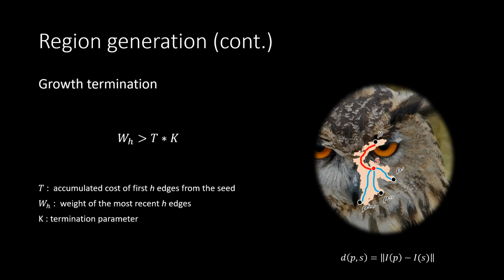A region grows until it reaches a stopping criterion. Our algorithm locally halts progression if the cost of going in the current direction is considered to be large in the context of the current region. In other words, when the incremental cost along the growth path exceeds the threshold, we halt further growth along that path. We consider the weight of the most recent edges. The threshold T is a per-region parameter, which corresponds to the accumulated cost of first edges from the seed. When all growth paths have been halted, the region is considered complete.